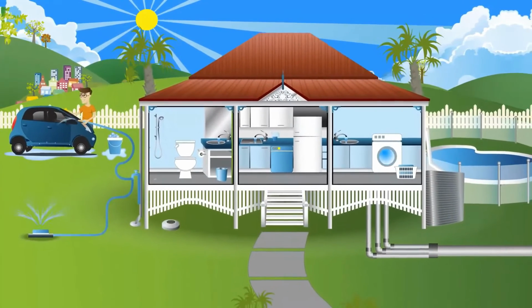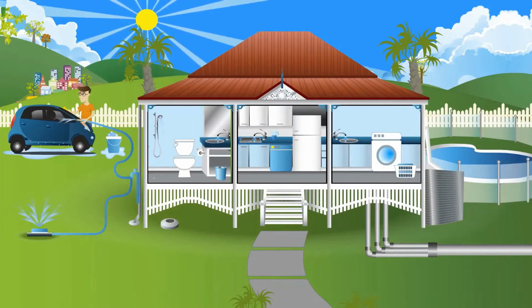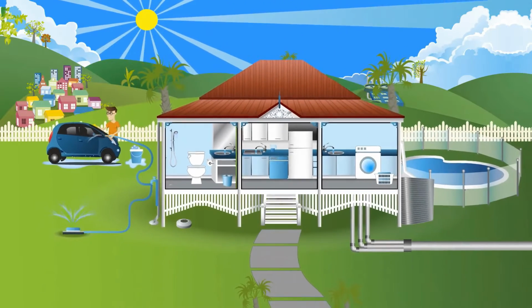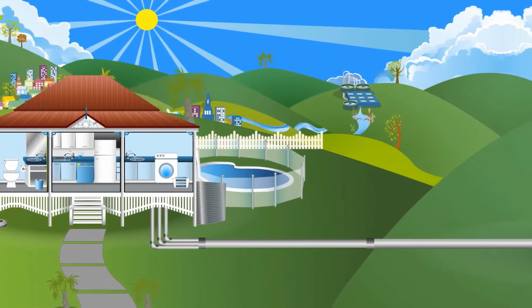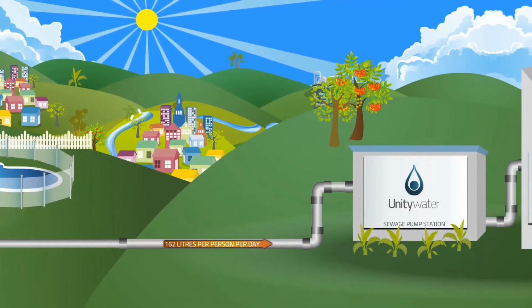We use water every day, but have you ever wondered where the used water goes? Wastewater from our toilets, sinks, washing machines, showers, and dishwashers. Every day, an average of 150 to 200 liters of wastewater is produced by an individual.